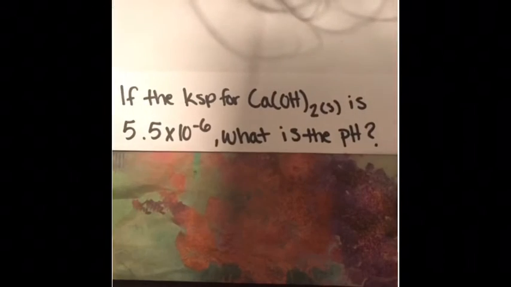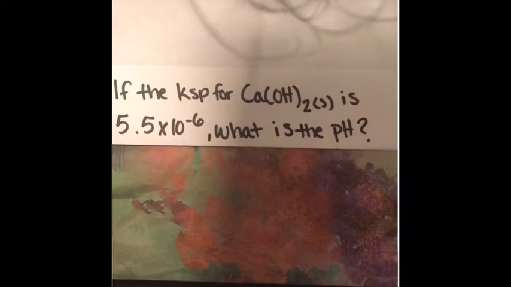Now we're going to move on to some quantitative equilibrium problems. With these types of problems, they usually require ICE charts, which are designed to determine unknown concentrations with given information. So here's our given information: if the Ksp for Ca(OH)2 solid is 5.5 times 10 to the negative 6, what is the pH?